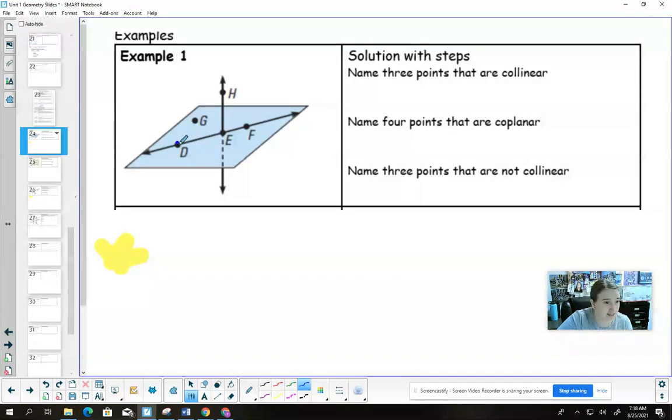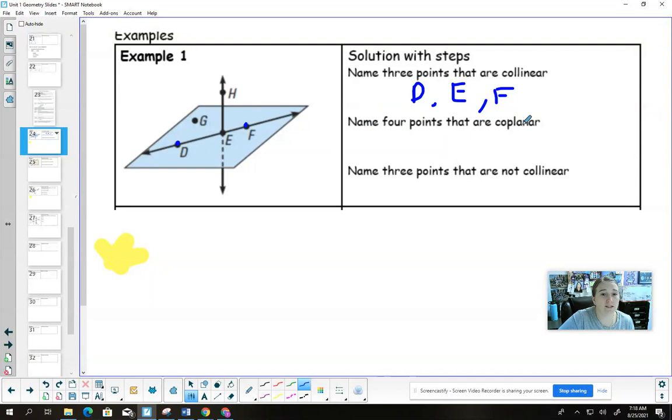Well, D, E, and F are all on a line. They're on this one here. And so we would call them collinear. H and E are also collinear because they both lie on this line, but there's no other points that lie on that line, so I don't have a third one I can say. So that's why we have to say D, E, and F are collinear. G, you'll notice, does not lie on any line, so I can't say that's collinear with anything.